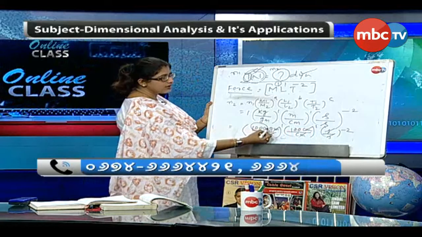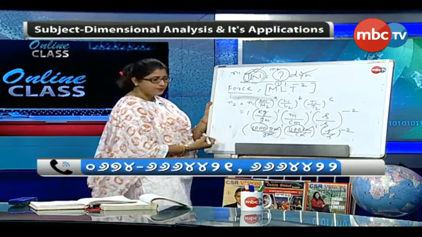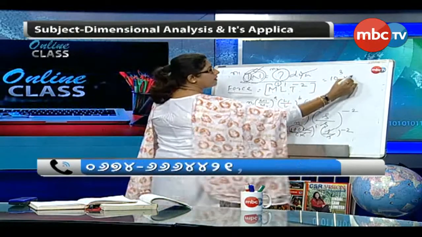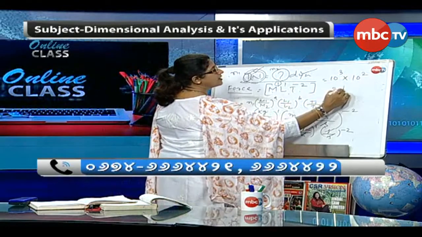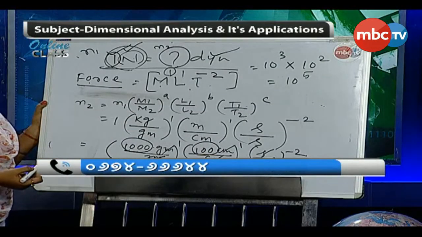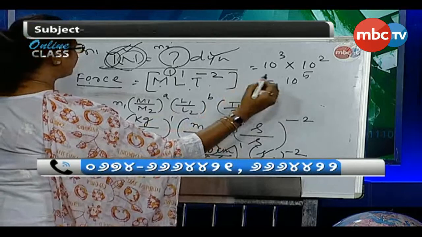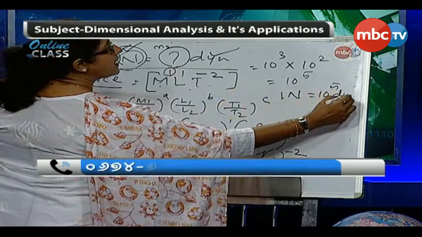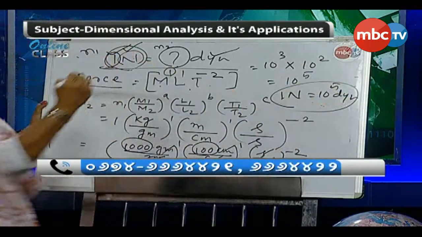It's 1000 times 100. So it's how much? 10 to the power 3, 10 to the power 2. So it's 10 to the power 5. So you have already studied in your lower classes, in your 10th class, 1 Newton is 10 to the power 5 dyne. All of you noted down?